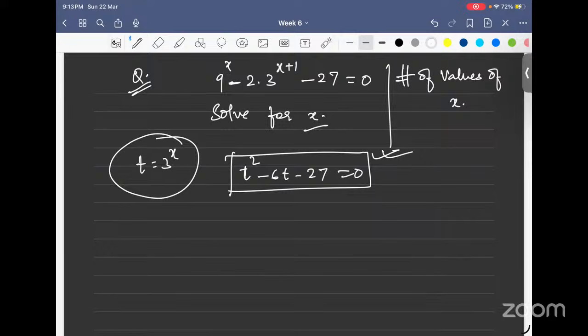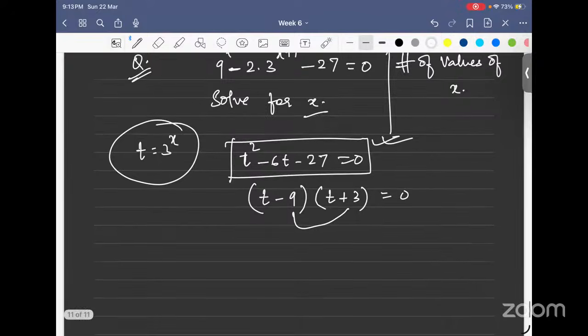And then if you are getting this, then it becomes simple, right? Factorize: minus 9 and plus 3. So (t minus 9)(t plus 3) equals 0. Then 3^x equals 9, or 3^x equals minus 3. This is not possible.